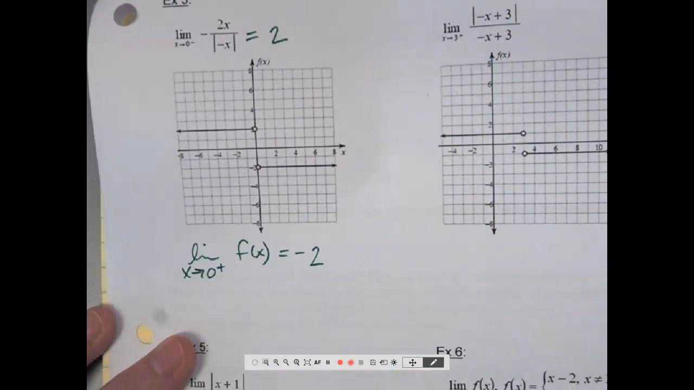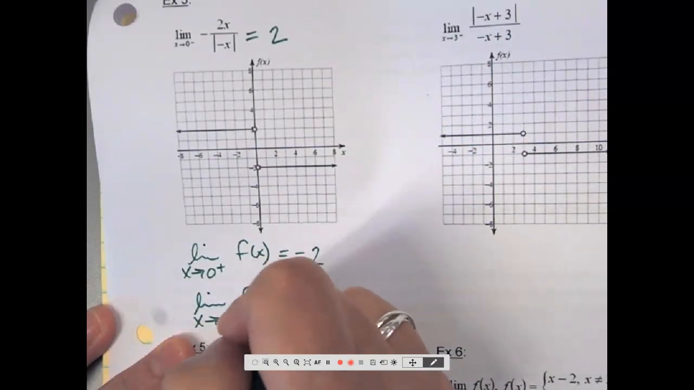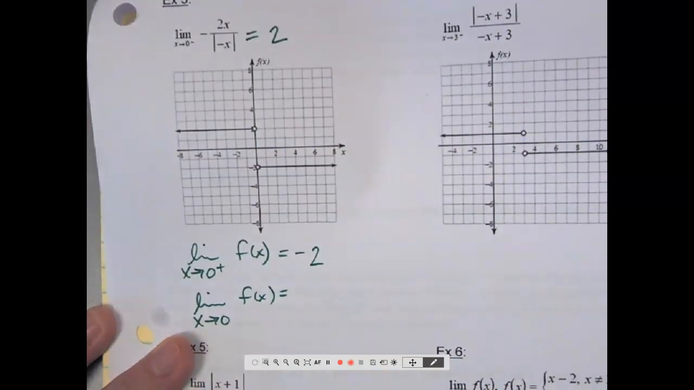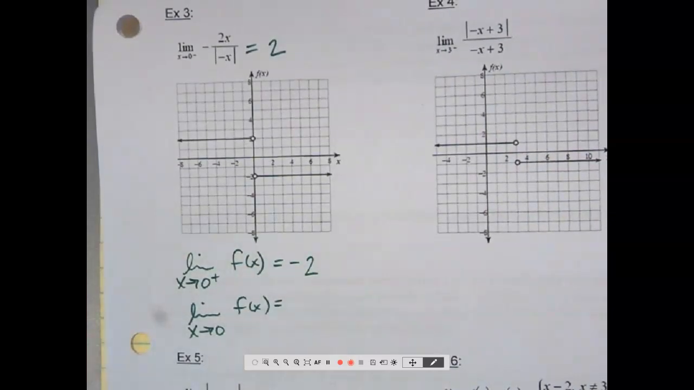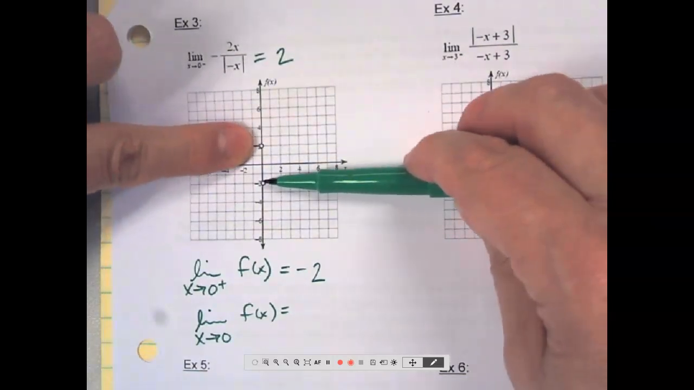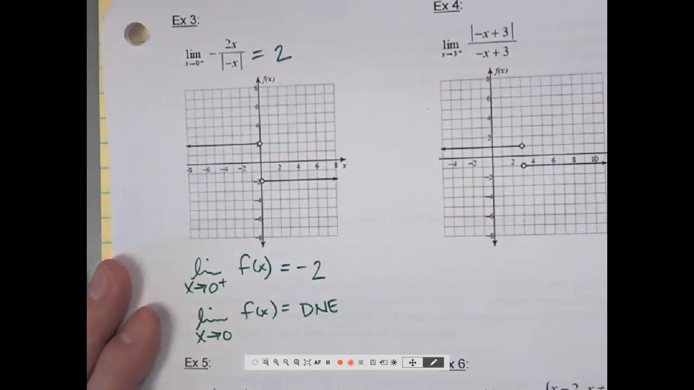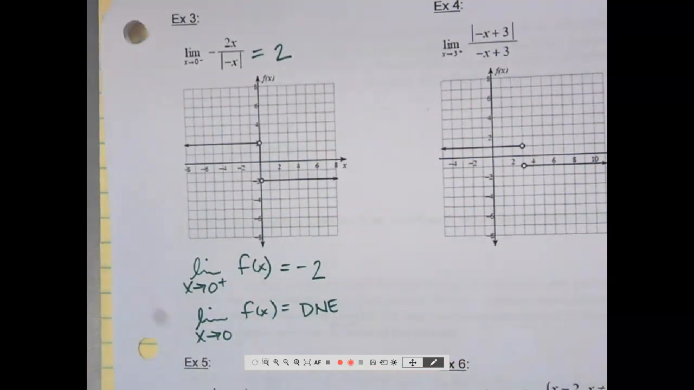And just for the fun of it, what is the limit as x approaches 0? Undefined or does not exist, because I'm approaching different numbers from the left and the right. They are not in agreement, so that does not exist. Okay on that? All right, next one.